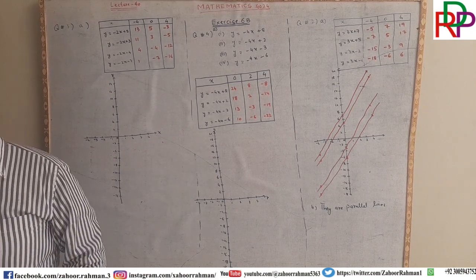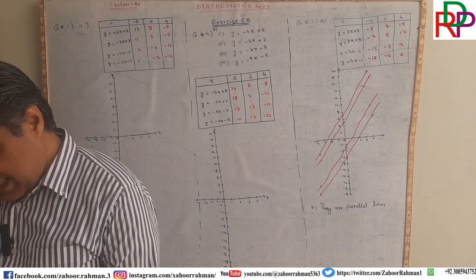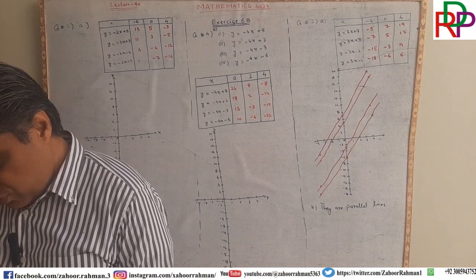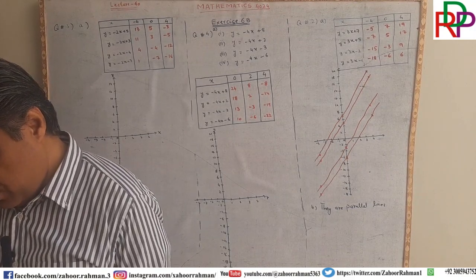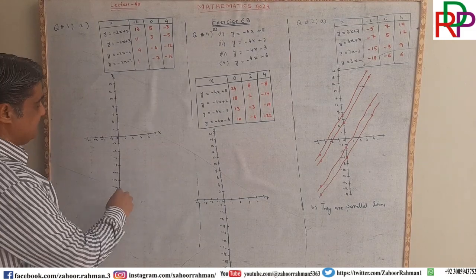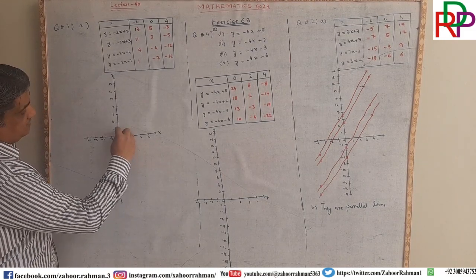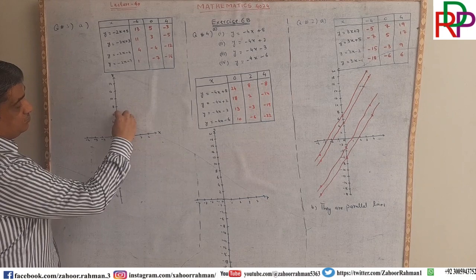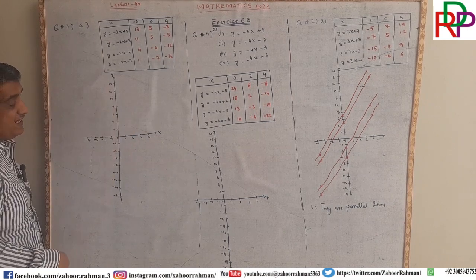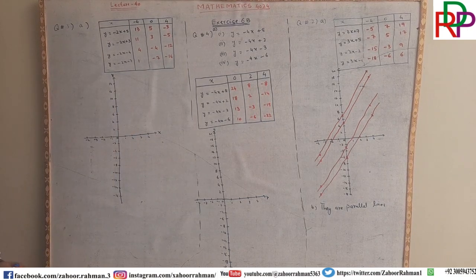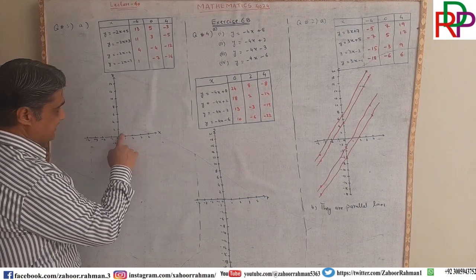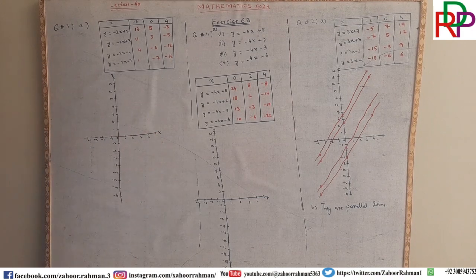Because it is being asked in the question that 1 centimeter represents 2 units on the y-axis. So 2 units is 1 centimeter. On the y-axis you have to go with a difference of 2, and on the x-axis you have to go with a difference of 1.